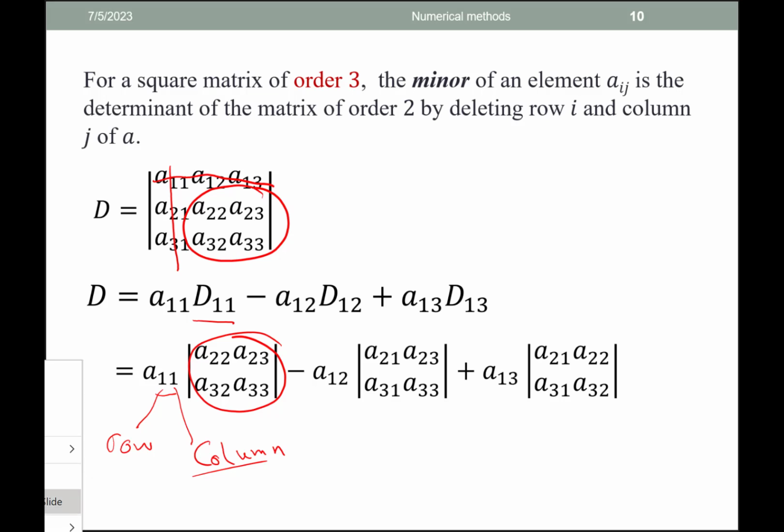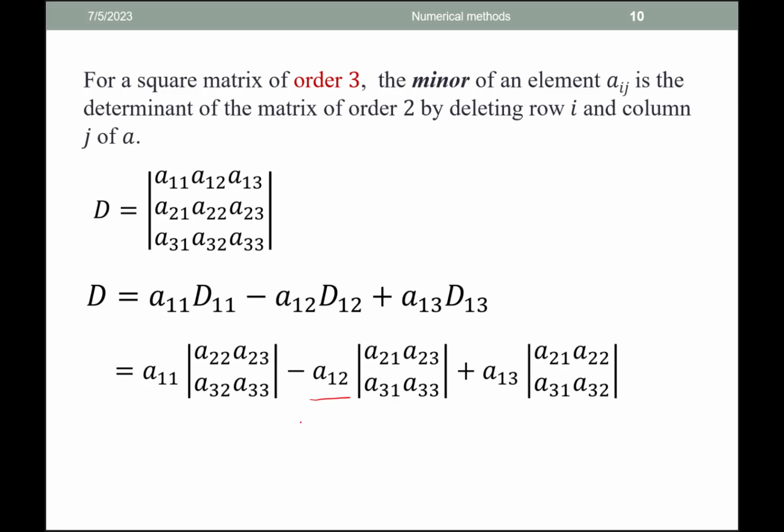Same thing with a12 here. I'm using this as the row, this as the column. So I cross out row 1 and column 2. So then I'm using a21, a23, a31, a33 in here to solve for the determinant. All right. So you get the point, but essentially we won't be doing much of these 3 by 3s or Cramer's rule in this course.